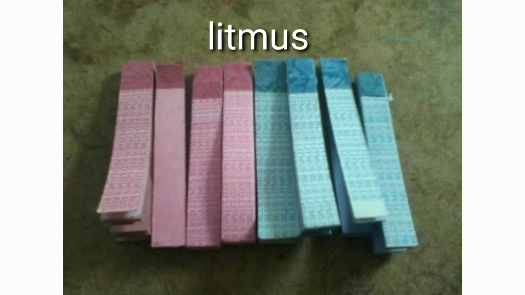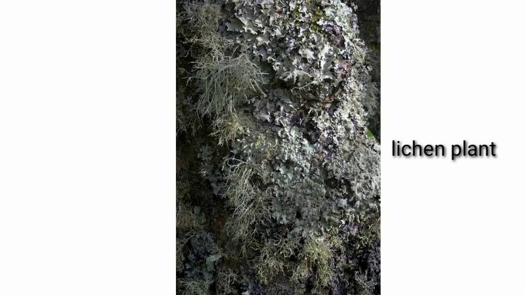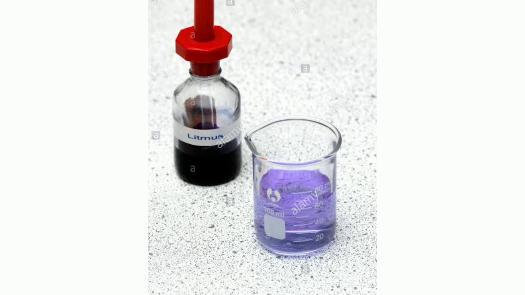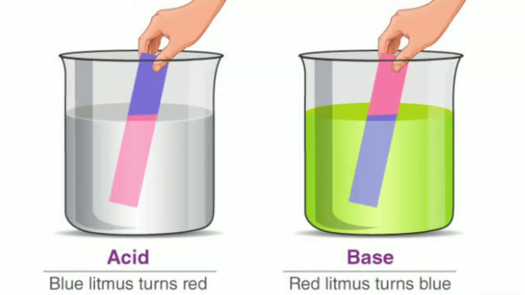Litmus is a natural indicator. Litmus solution is a purple dye which is extracted from a type of plant called lichen. Lichen is a plant belonging to the division Thallophyta. When litmus solution is neither acidic nor basic, it is neutral, then its color is purple. It turns red in acidic solution and blue in basic solutions.